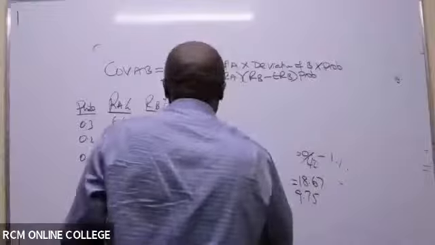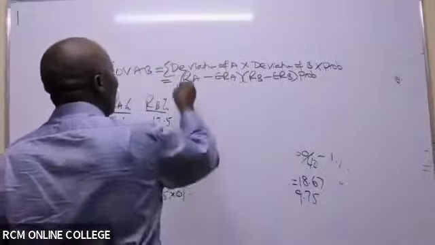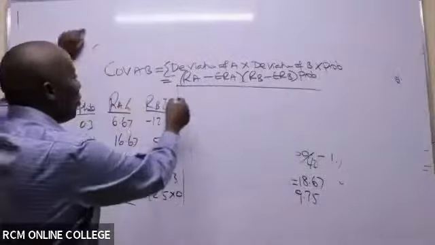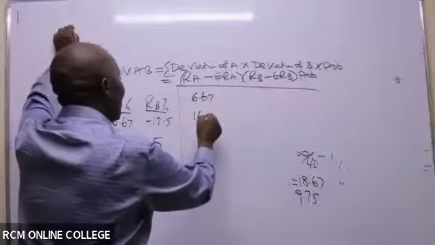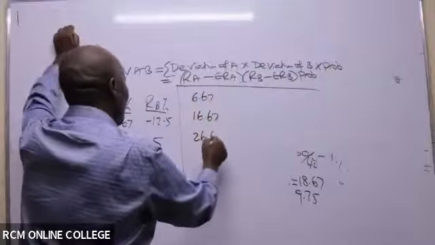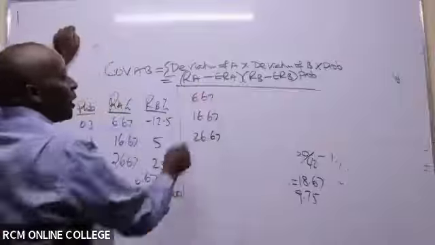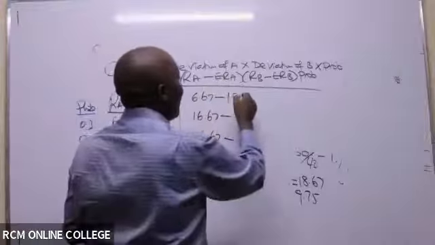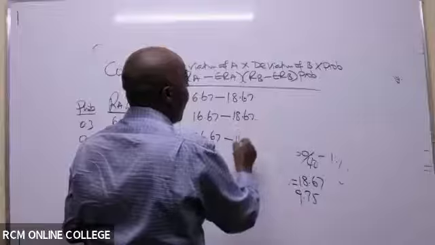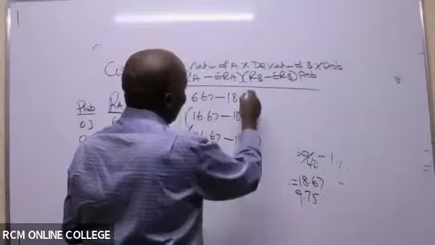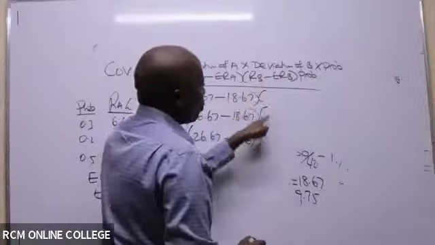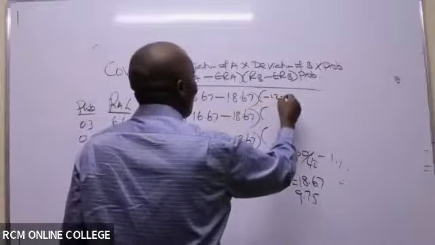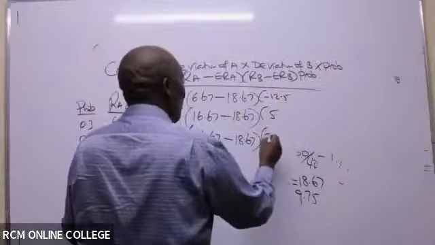Now you come here and create a table. You know here it is returns of A, the returns in percentages. You put 6.67, you put 16.67. You first pick the actuals. You pick the actual returns of A. Then you say minus, and you follow this: the expected returns of A is 18.67, 18.67, 18.67, 18.67. So you come here and put brackets, and you follow these actuals of B. Actuals of B are these ones. Minus 12.5, 5, 25.